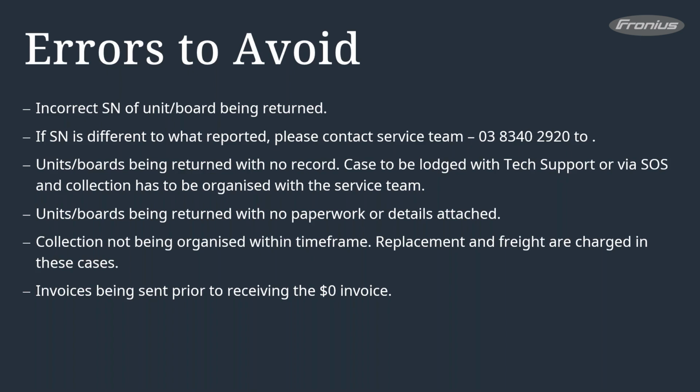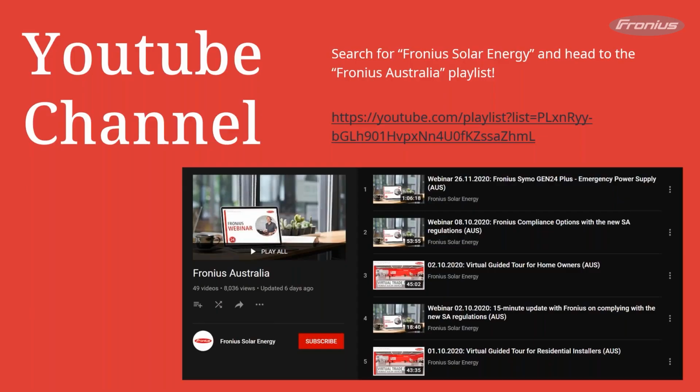So what's a $0 invoice? It's nothing but upon a successful warranty claim, we send you a $0 invoice with a 211 reference number on it. So in order to claim your service reimbursement for replacing the unit or component, you need to invoice back to PV-Service-Australia and just mention the 211 reference number that's mentioned on that invoice, and you would be receiving the service reimbursement. And that's pretty much it with the service process and also SOS.